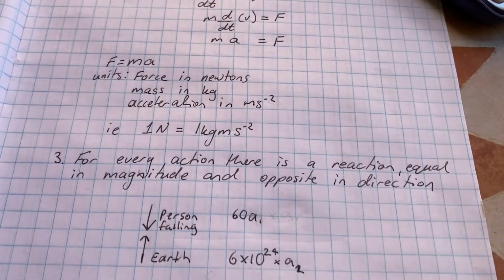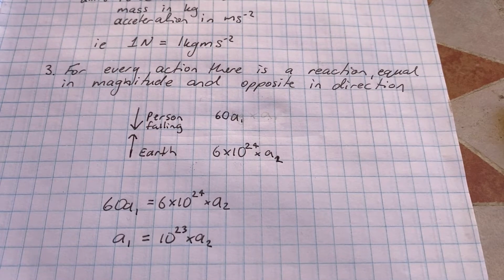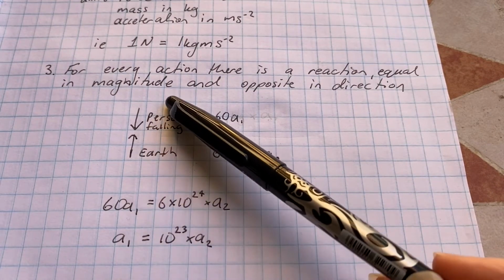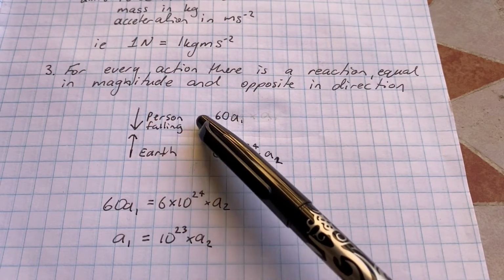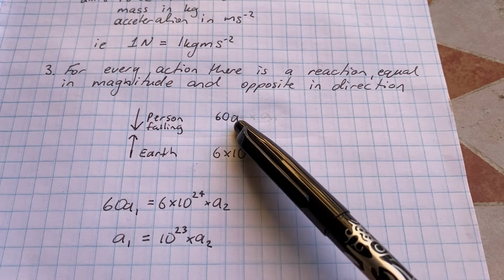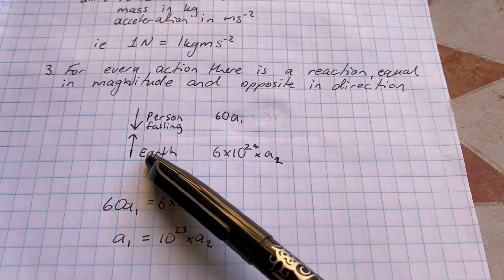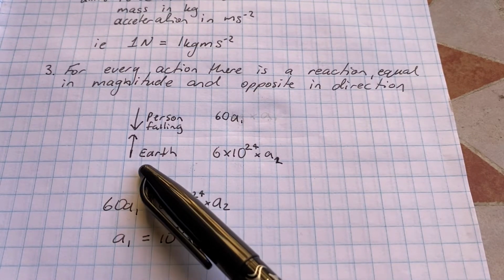Okay, the third law is that for every action there is a reaction equal in magnitude and opposite in direction. Often you hear that said as every action has an equal and opposite reaction. So here's an example of what that means. You've got a person falling towards the earth. The person falling, if they're about 60 kilos, has a force of 60 times their acceleration. The earth has an equal and opposite reaction.